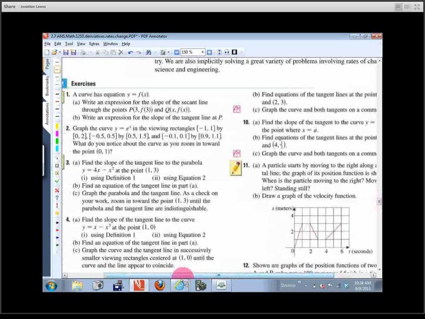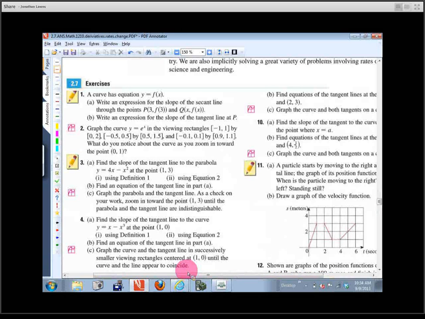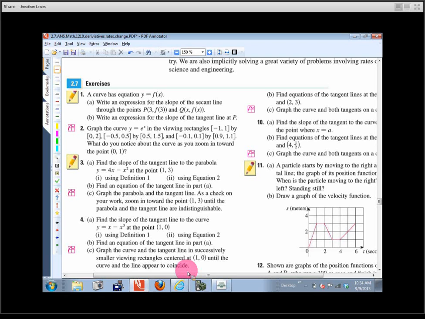So did anybody try the homework? Are there any questions or anything? Or do you just want me to pick a couple? Okay, is number 3 on your assignment? Okay, let's take a look at problem number 3.